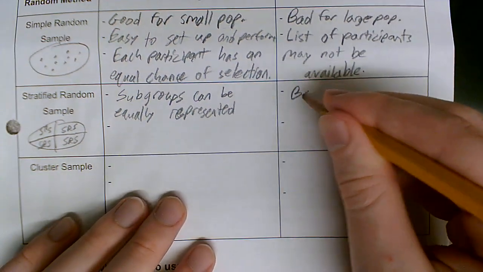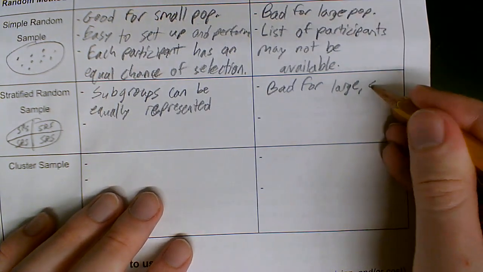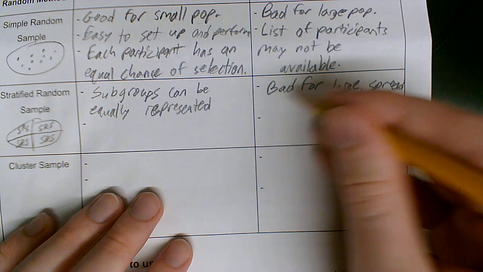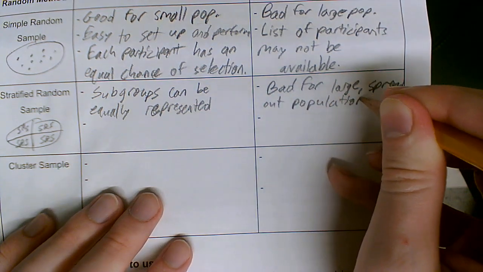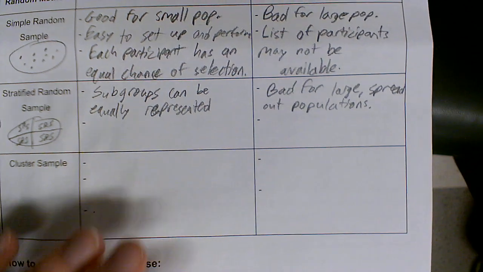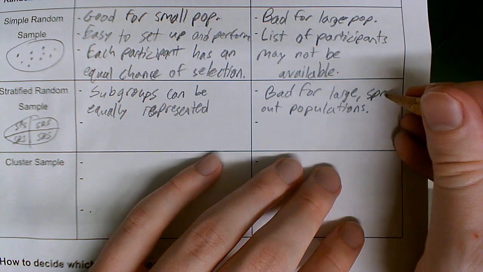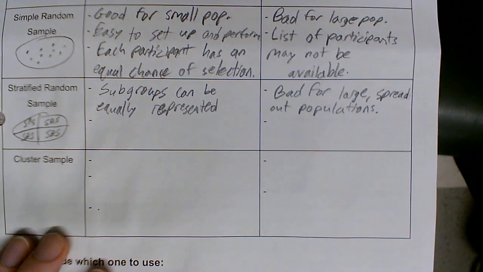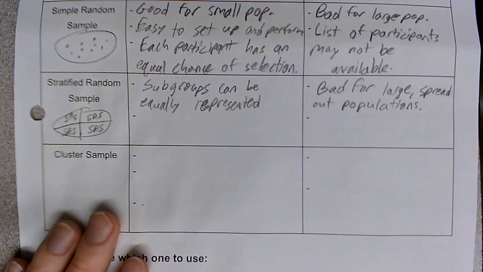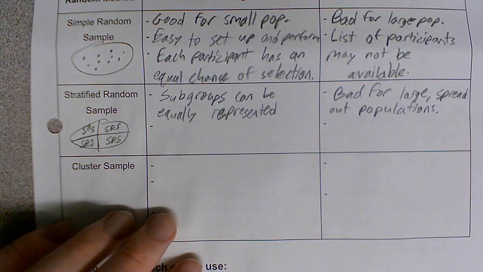The downside is that it is bad for large, spread out populations. The reason why I put spread out here is because spread out refers to something called variance. Now, we're not going to mathematically talk about variance for a while. We might not actually get to variance this year. But spread out means that there's a lot more variance between the participants, or the members of the population. Okay.